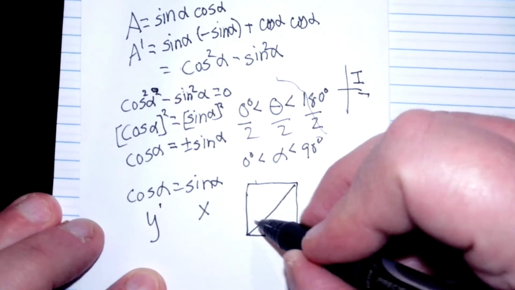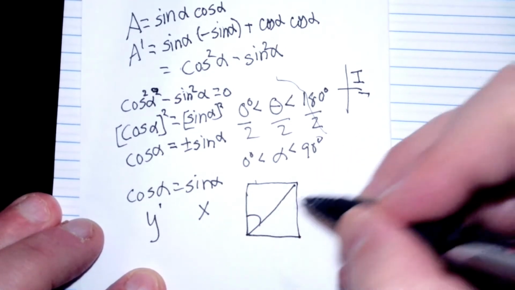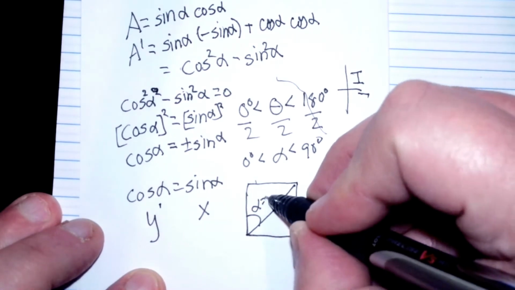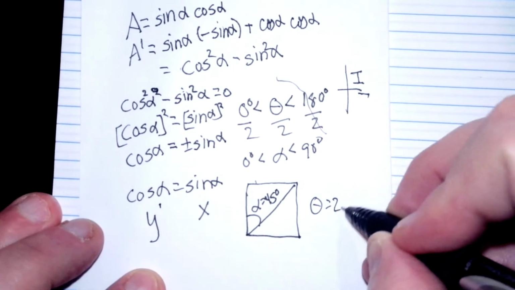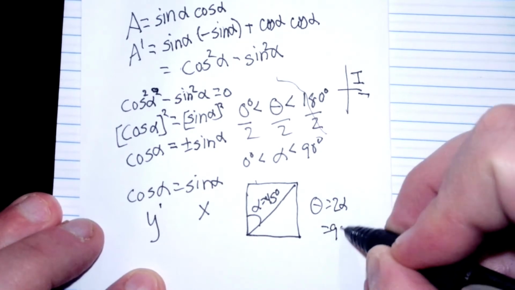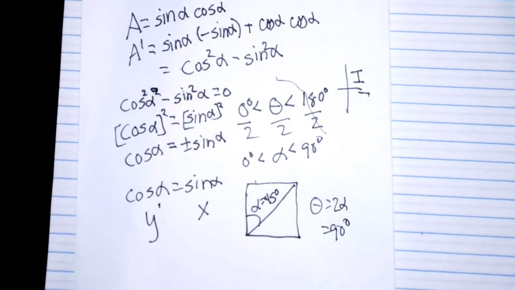So if this is a square, what angle is alpha? What's half of 90 degrees? Alpha is 45 degrees, which means that theta is 2 alpha, which is 90 degrees. So we've answered the question. It appears that our angle needs to be 90 degrees. The only thing that remains to be done is to demonstrate that we're actually getting a maximum. So how are we going to do that?